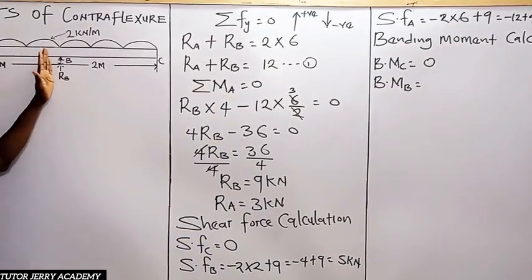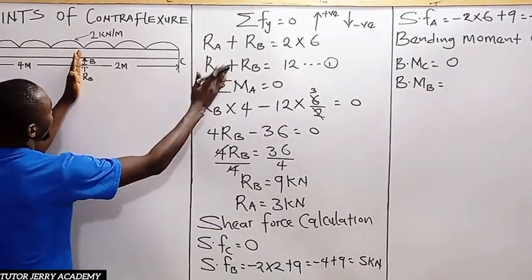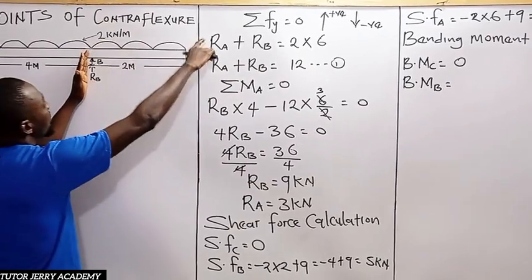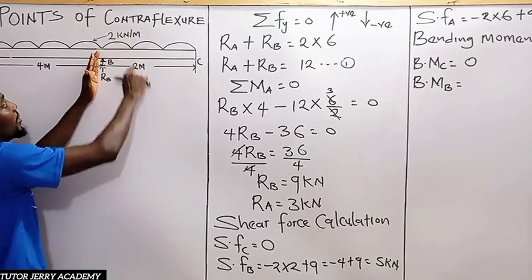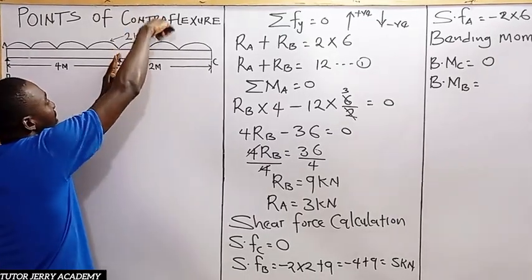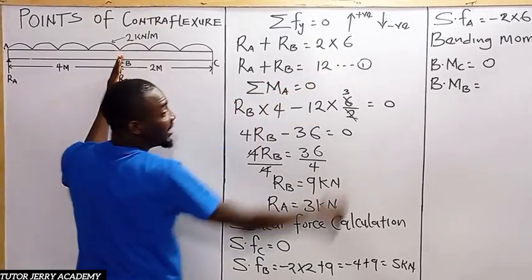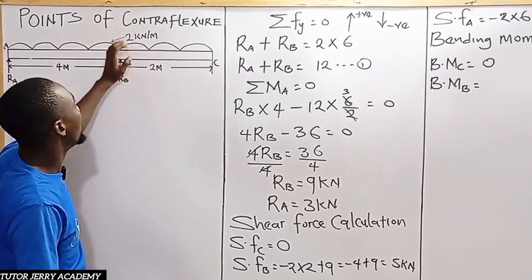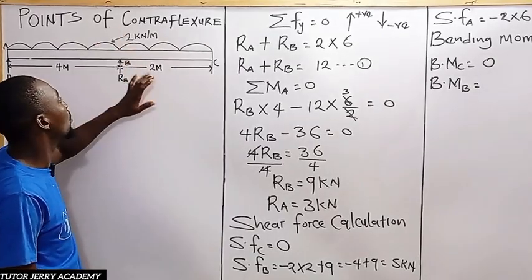Of course, if we start at point B, and then move to this side, we are going to have a uniform distributed load. If we convert that to a point load, that is 2 times 2, that is 4. And don't forget, it's going to be a downward force, and a downward force is negative. So it's going to be minus 2 times 2.